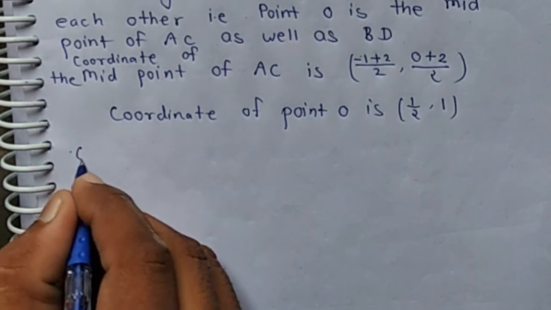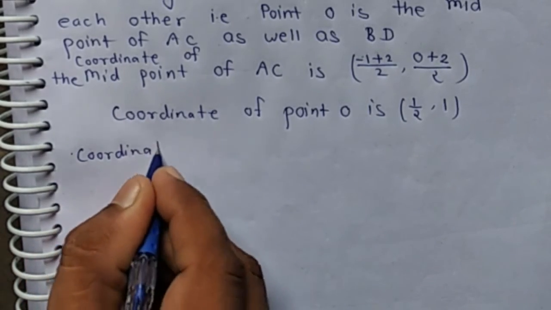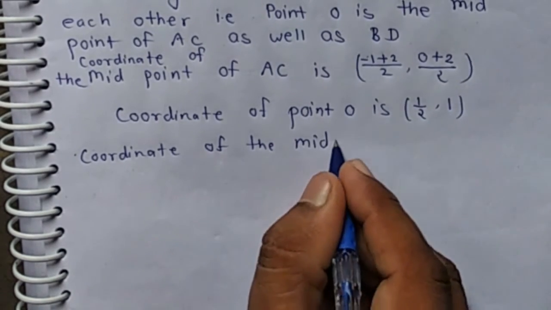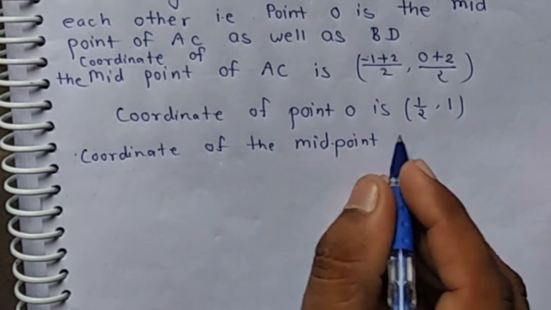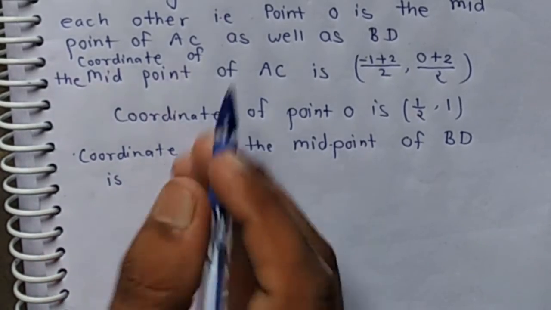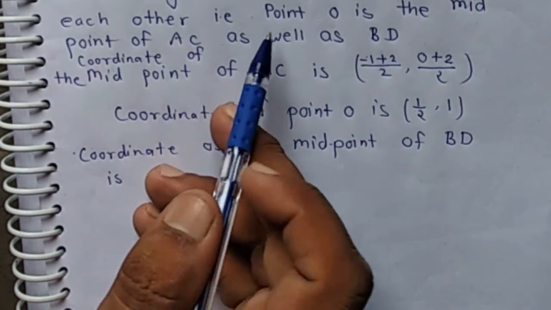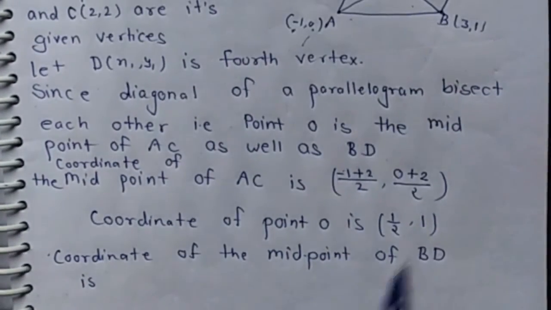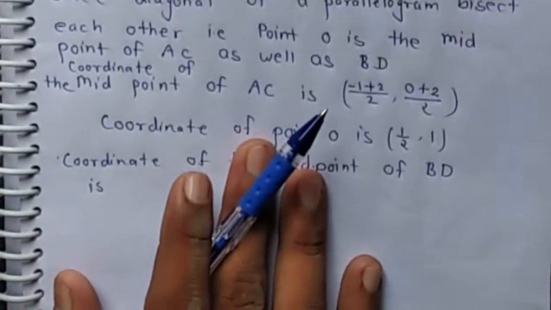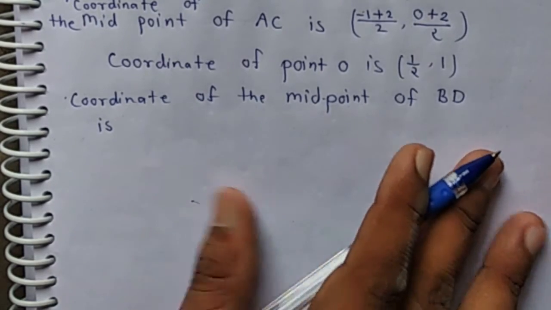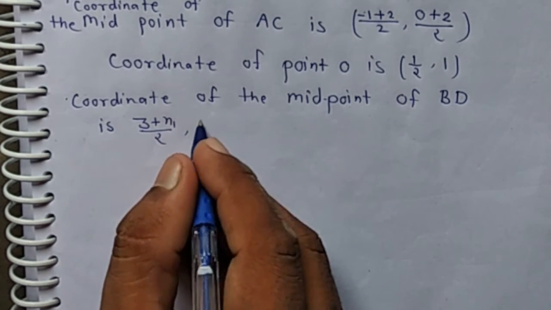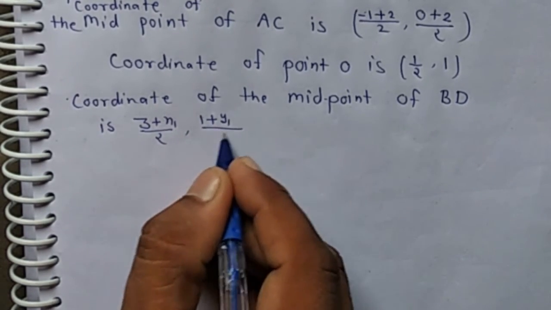Now coordinate of the midpoint of BD is x1 plus x2 by 2, it is 3 plus x1 by 2 and 1 plus y1 by 2, means 3 plus x1 by 2 comma 1 plus y1 by 2.